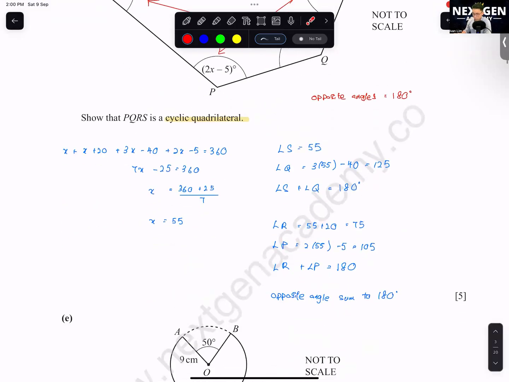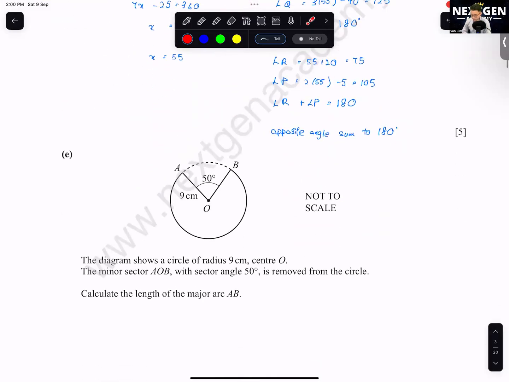Okay, let's go to question E. The diagram shows a circle of radius 9 cm, center O. The minor sector AOB with sector angle 50 degrees is removed from the circle. Calculate the length of the major arc. Okay, where is the length of the major arc? This is called the major arc.